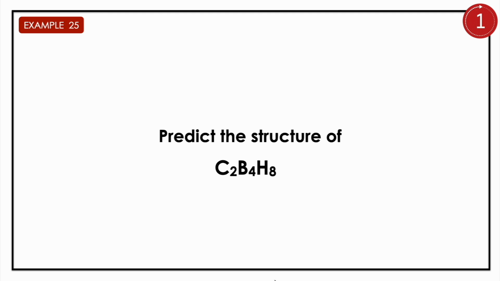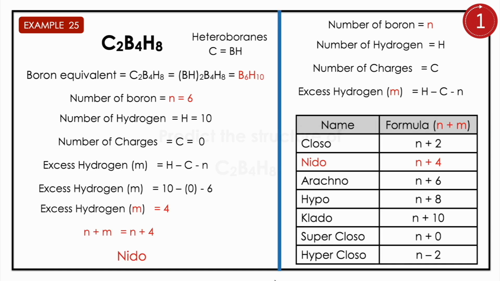Then the next example. Here you have C2B4H8. You should find the structure of the molecule using Wade's rule. Here C2B4H8 is given, which is a heteroborane with carbon. So it is a carborane. We should write the boron equivalent to find the final structure. The boron equivalent of carbon is BH. If you substitute in the formula, you have BH twice, B4H8, which gives B6H10. The compound becomes a simple borane.